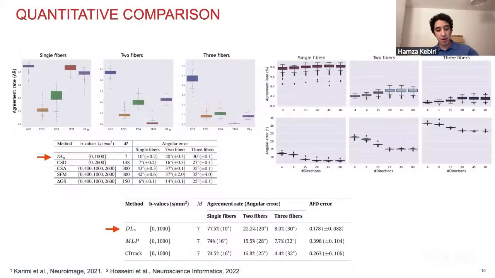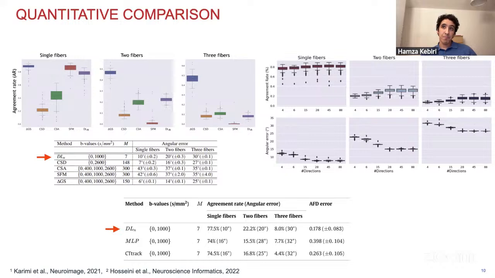So we also compare our method with different classical methods and also deep learning methods. And we see that it either compares on par with them, or even goes beyond them in some metrics, even the deep learning ones. So for example, there's MLP here, or the CityTrack that relies on transformers, by a small margin, but still.